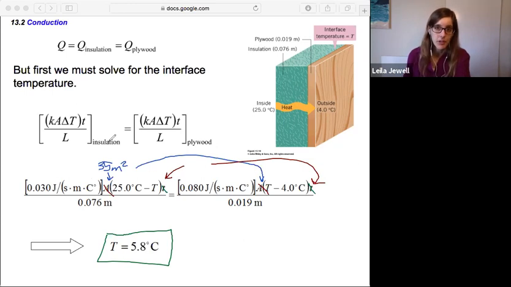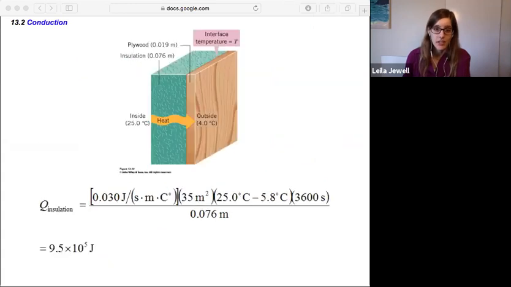Once we know this interface temperature, going back to the problem, we can figure out the heat passing through by using either of these, either Q insulation or Q plywood. Regardless of which one you want to use, it doesn't matter which, as long as you keep your signs correct, you can then solve for the total heat that passes through. So let's take a look. If you use the insulation, we have the 0.03 times the area, the 35 square meters, times the difference in temperature, right? Higher minus lower, so 25 minus 5.8, times the time.